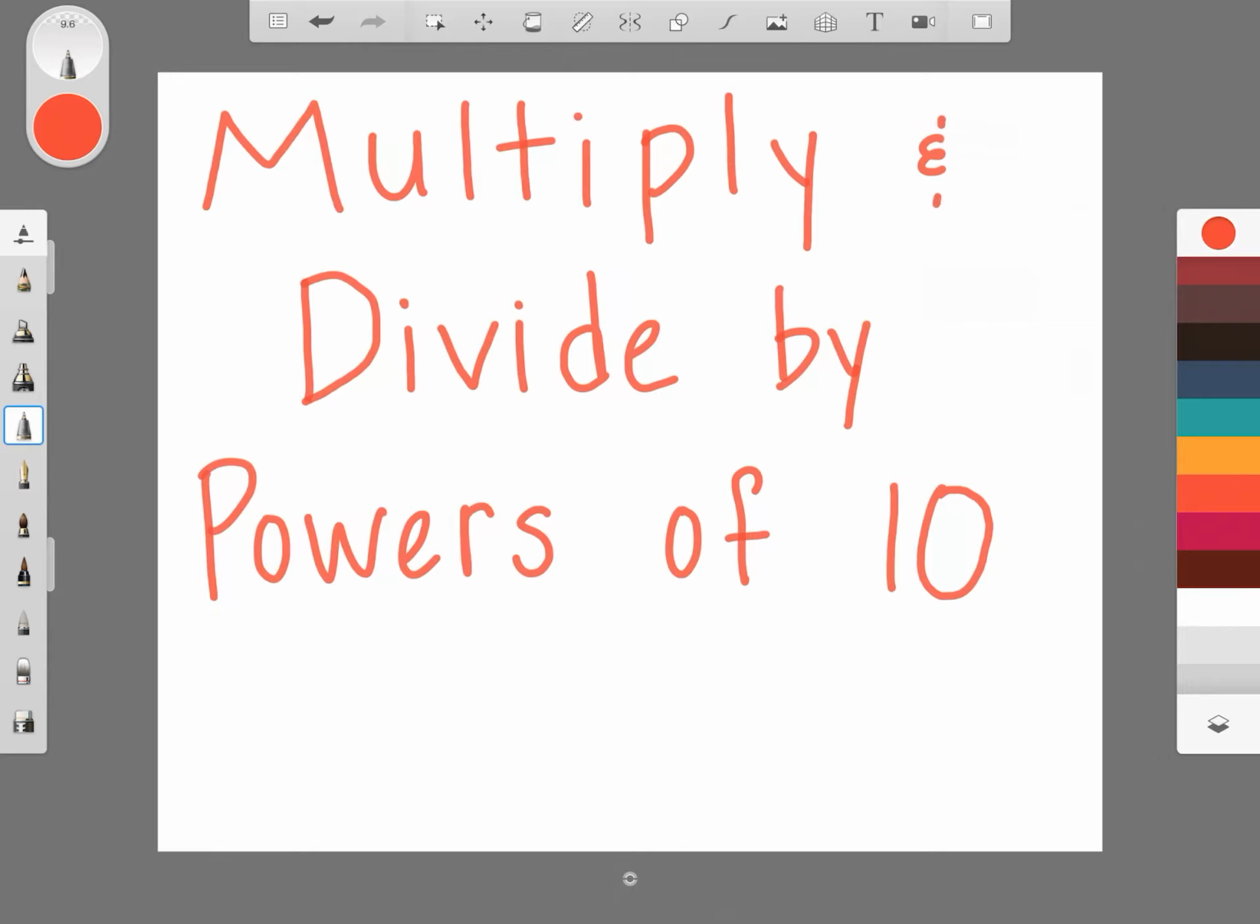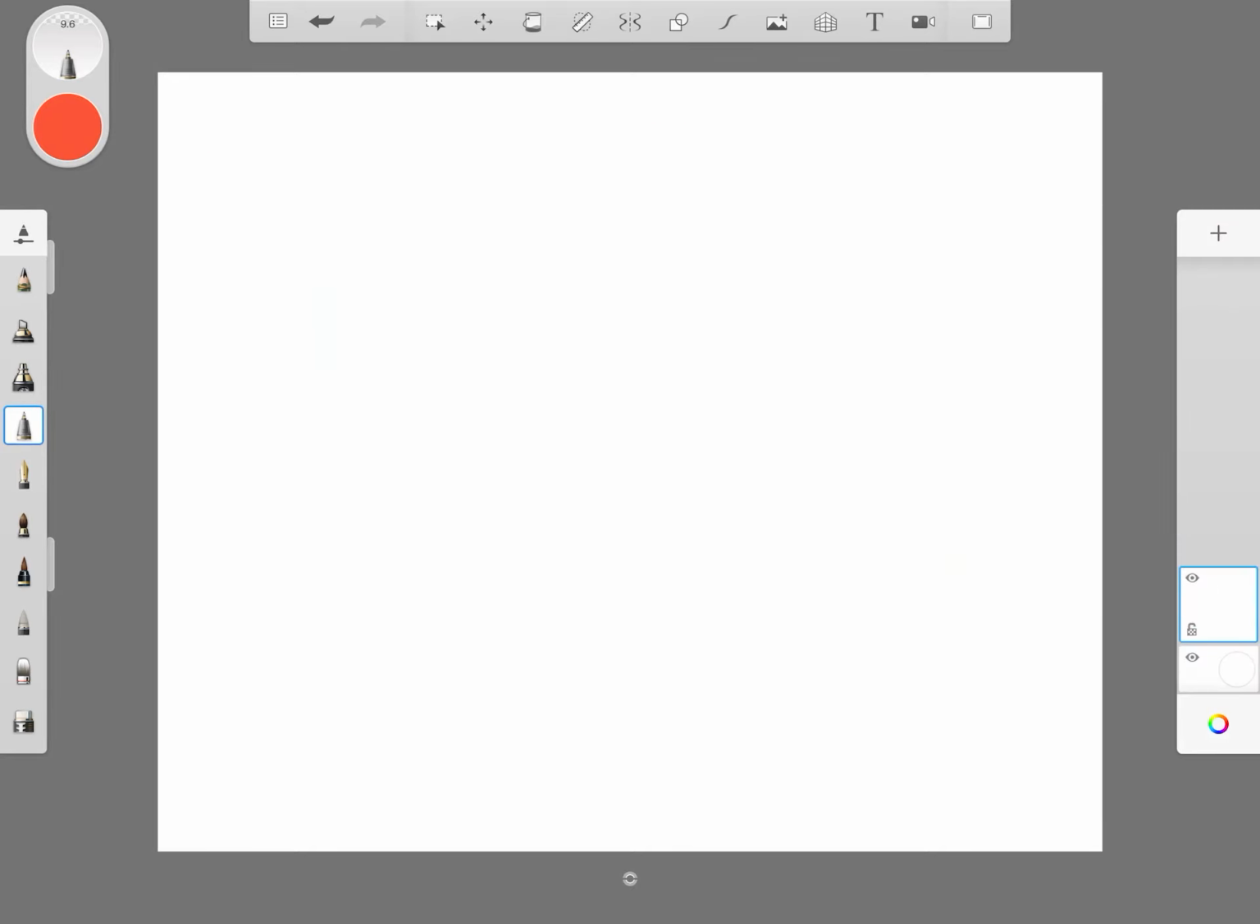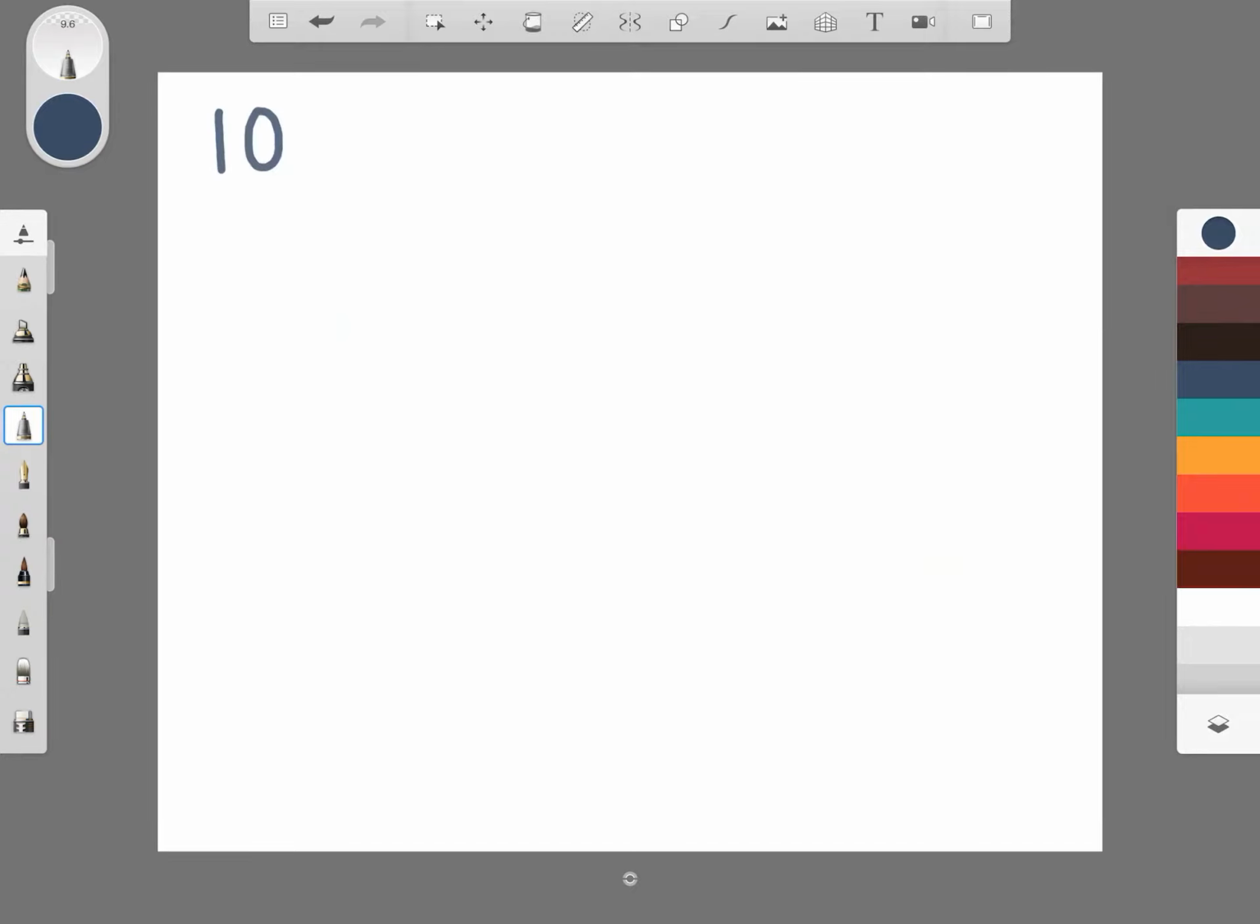Today we are going to learn to multiply and divide by powers of 10. We're going to start by first defining what a power of 10 is. A power of 10 is a number, like we've got 10 to start with, and then we could do 10 times 10, and that equals 100. So 10 is a power of 10, 100 is a power of 10.